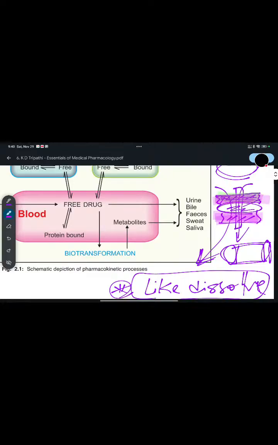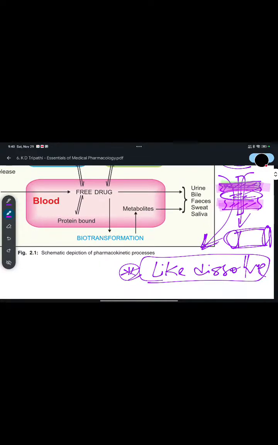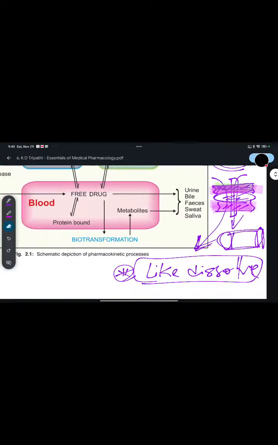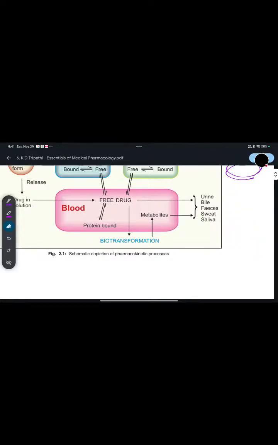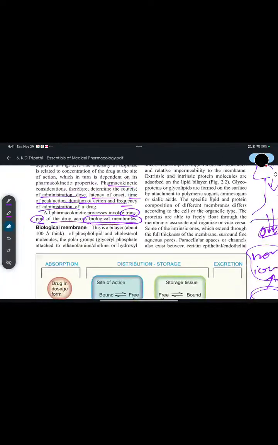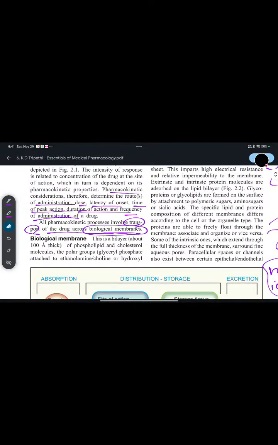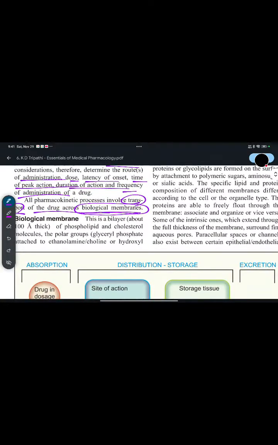When membrane permeability is more, absorption will be more, and when absorption is more, the bioavailability will definitely be more. And when the bioavailability is more, ultimately it will show its pharmacological action very well. So that's why membrane transport, or transport of a drug across the biological membrane, is very important. We will study it elaborately in the next topic.